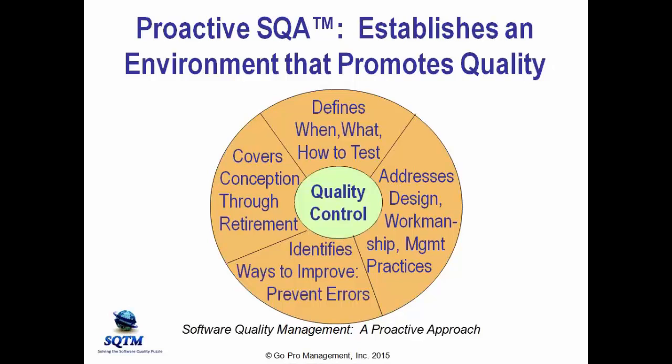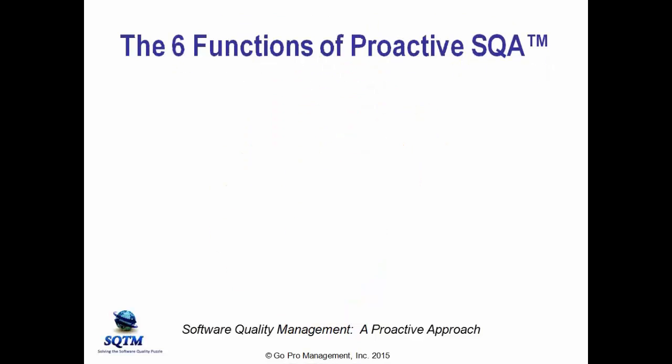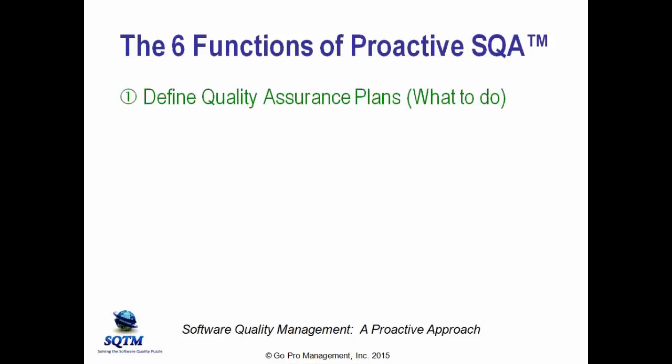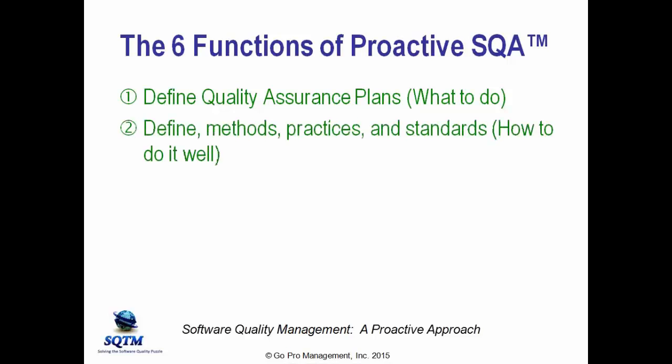But at the heart of it is quality control. Ultimately, you need to ascertain whether the various products, intermediate and end products, are being produced suitably in order to produce necessary quality. So there are 6 functions of proactive software quality assurance, defining what are called quality assurance plans, which are project plans that define what to do, and defining the methods and practices and standards to do it well.